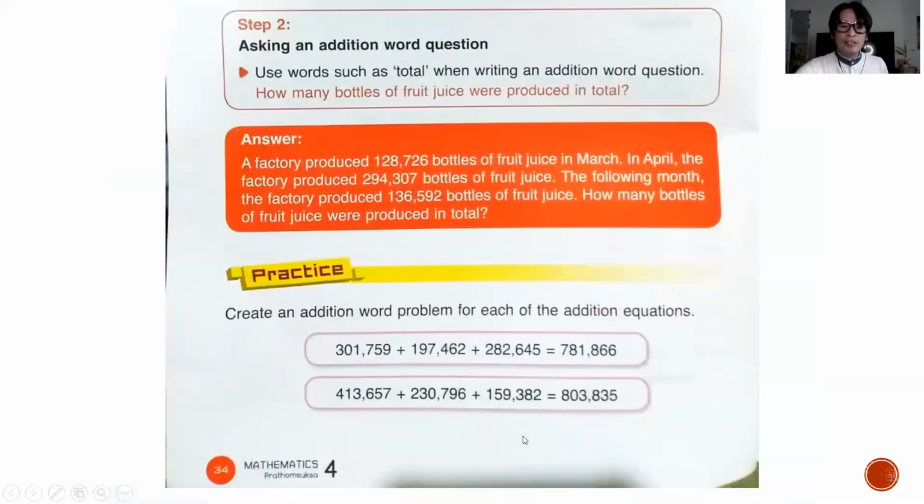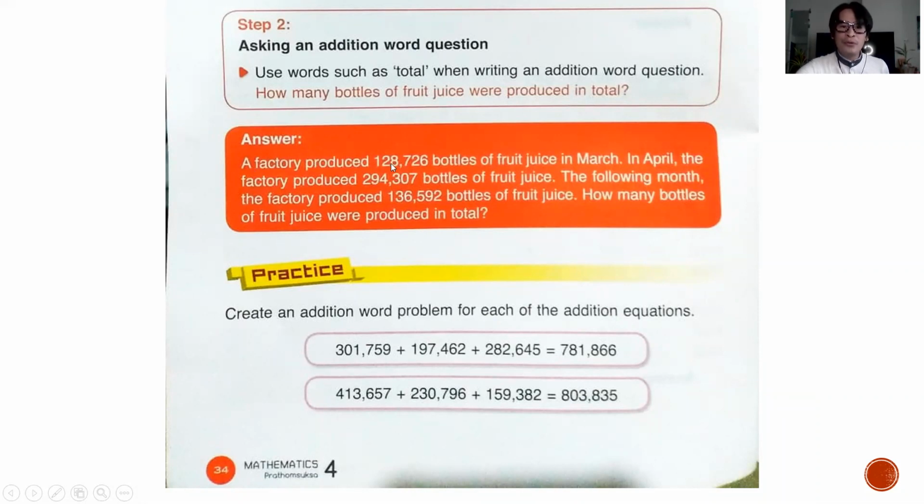So in our first example, step two, asking an addition word question. The last part is asking an addition word question. Use words such as "in total" when writing an addition word question. How many bottles of fruit juice were produced in total? So this is your answer, and I'm going to give you 5 points if we have a test or quiz.